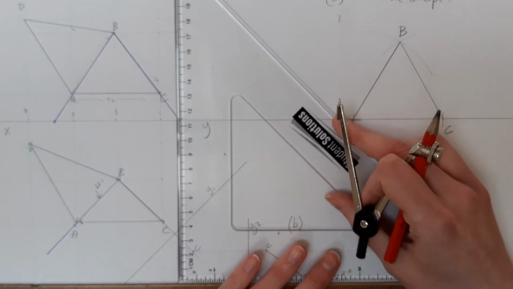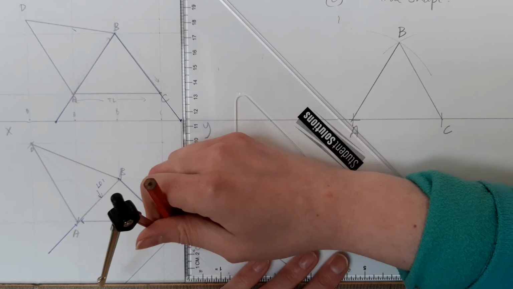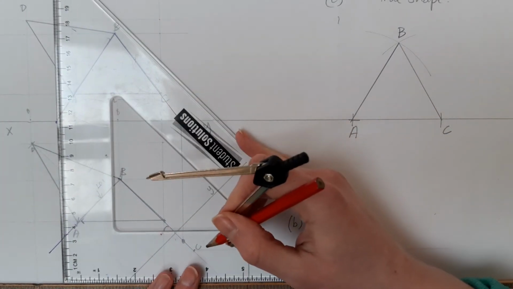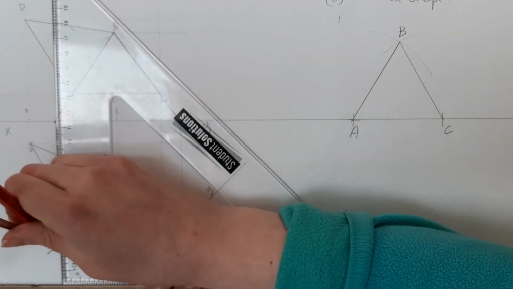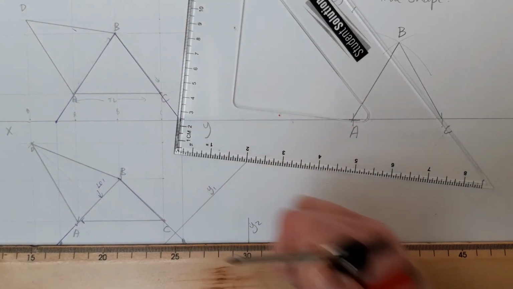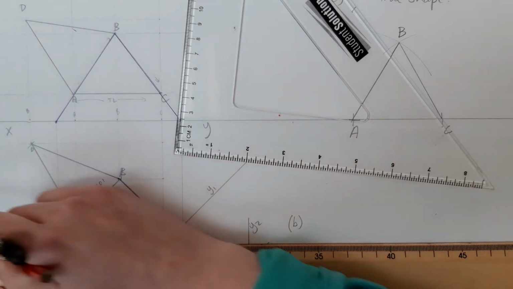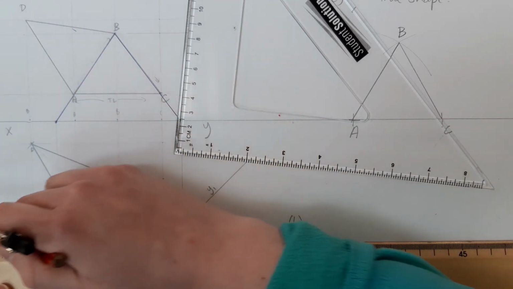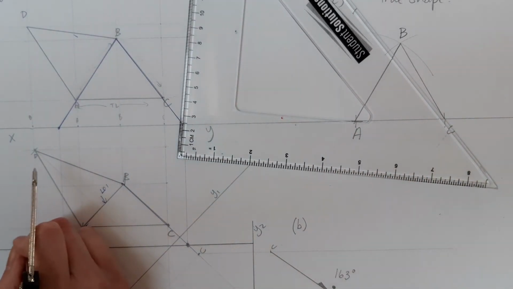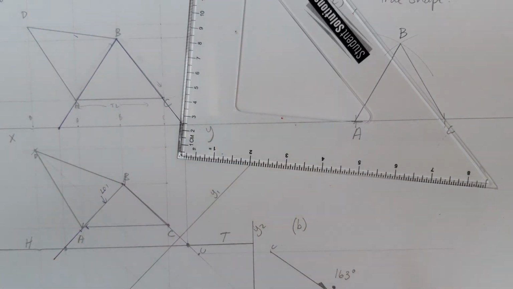So bringing down BC till it touches, that has to be 1 point. Bringing down AB, see where it touches. You can see they're directly in line with each other, so draw that line in. So it's a horizontal line, that is my HT. Just label it HT.